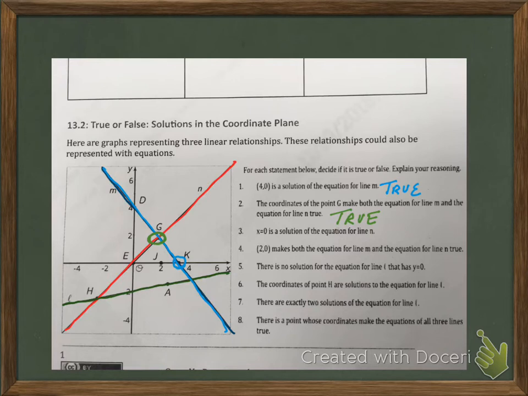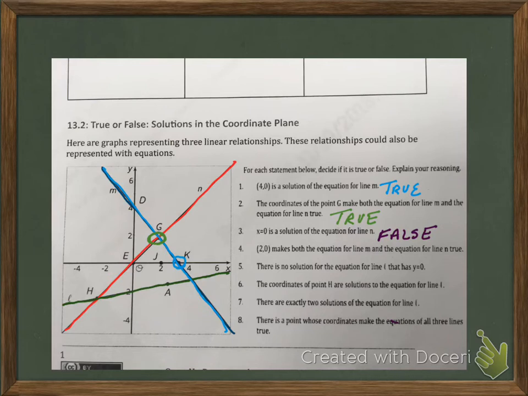In the next one, number 3, x equals 0 is the solution for the equation of line N. Line N is that red line. And x equals 0 is the y-axis, and so this is false, because that would not be line N.